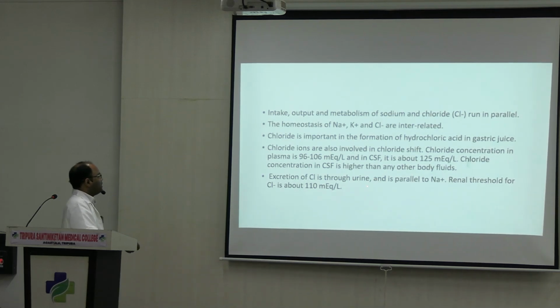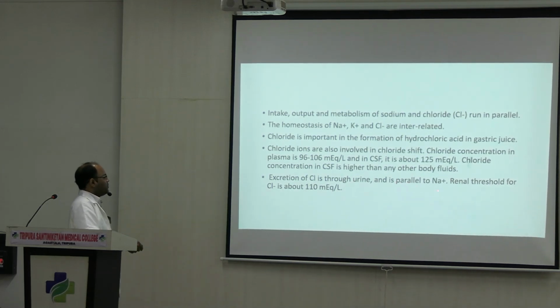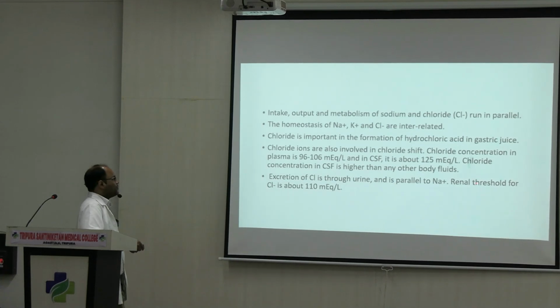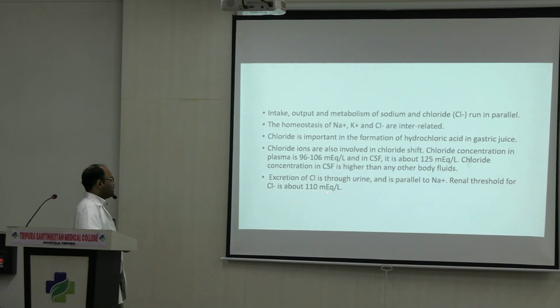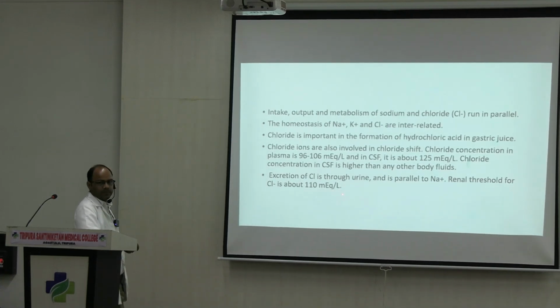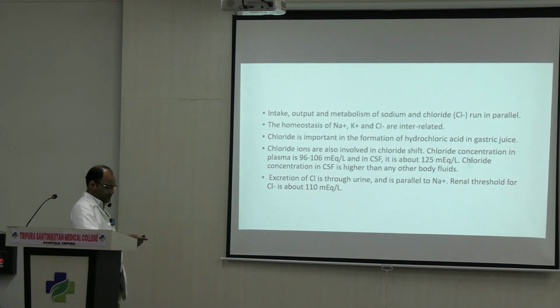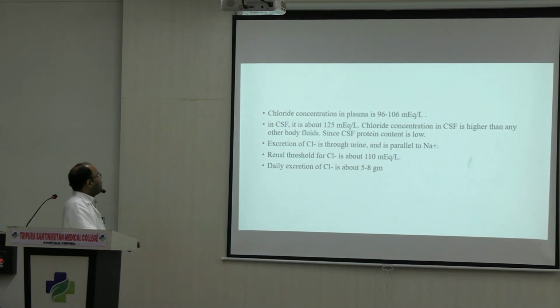Excretion of chloride is through urine and parallel to sodium ion. Renal threshold is 110 per liter. Okay. Chloride concentration in plasma, as I told earlier, 96 to 106. CSF 125. Daily excretion 5 to 10 gram. Renal threshold 110 per liter. Okay.